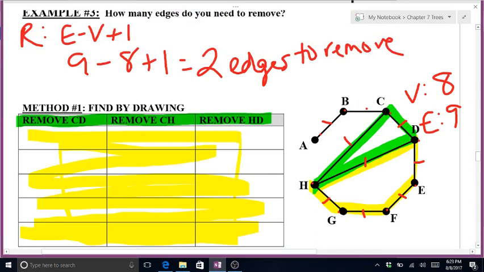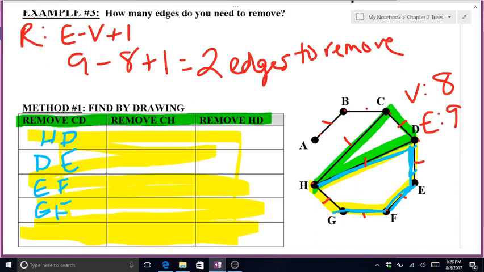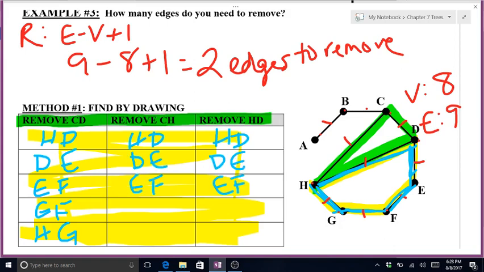Okay, let's see. My first edge is HD. That's this line here. My second edge is DE. That's this line here. And then EF. That's this line here. GF. That's this line here. And HG. That's this line here. HD, DE, EF, GF, HG.